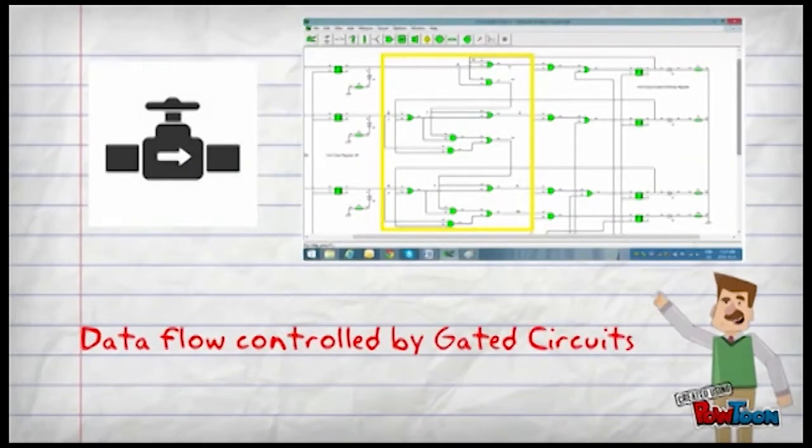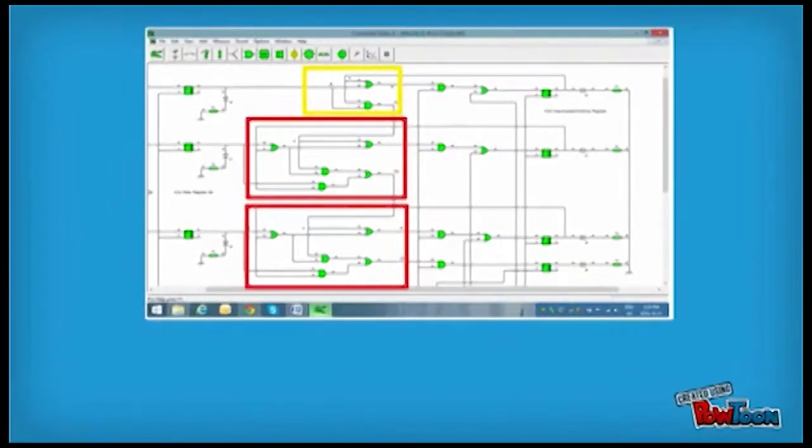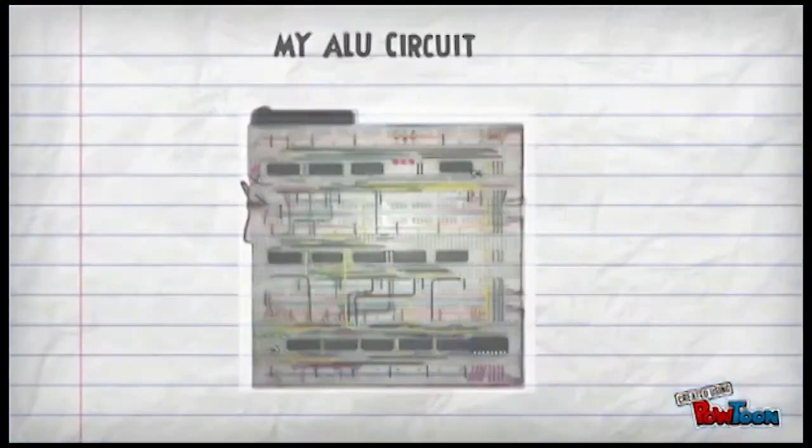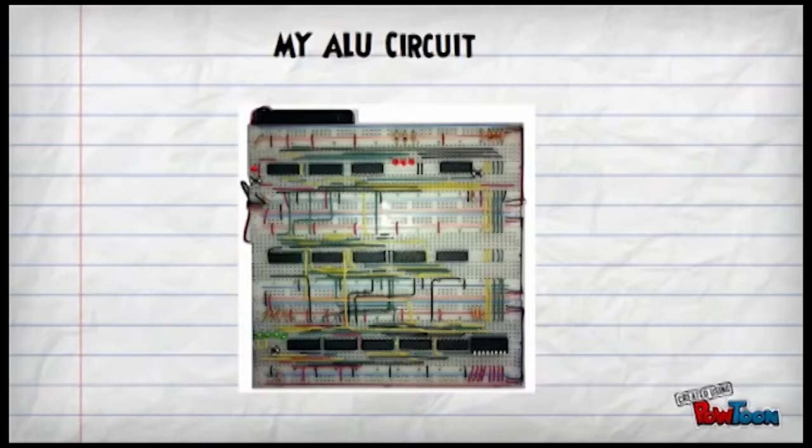Specific arrangement of these gated circuits means that specific operations can be performed by the ALU. In the circuit that was to be built for the project, we were using one half adder and two full adders. This allows the particular ALU circuit to perform addition. Let's move on to the specifics of my ALU circuit.